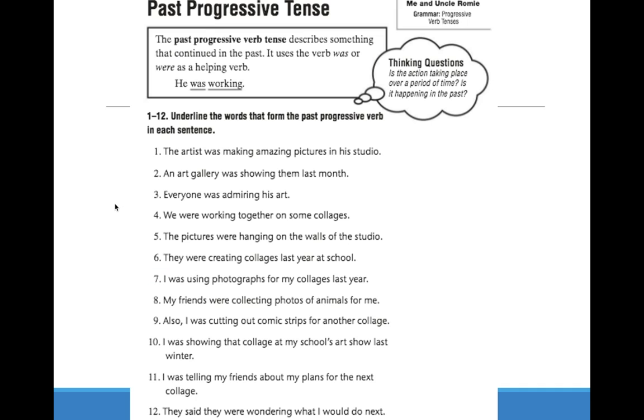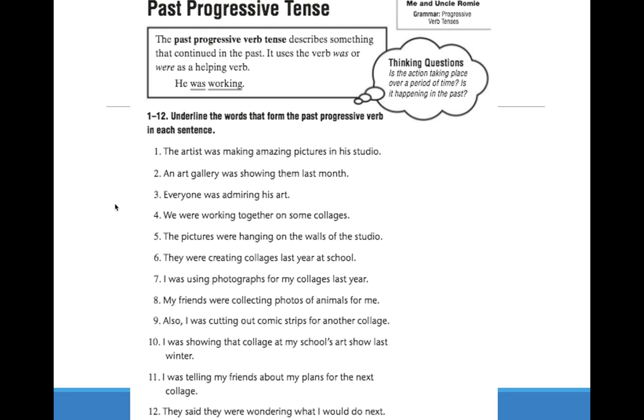Okay, so let's just practice here. It says past progressive tense. The past progressive tense describes something that continued in the past. It uses the verb was or were as a helping verb. He was working. Okay, so that signified that he was doing it in the past. So let's see if we can identify the past progressive verbs in our sentences.